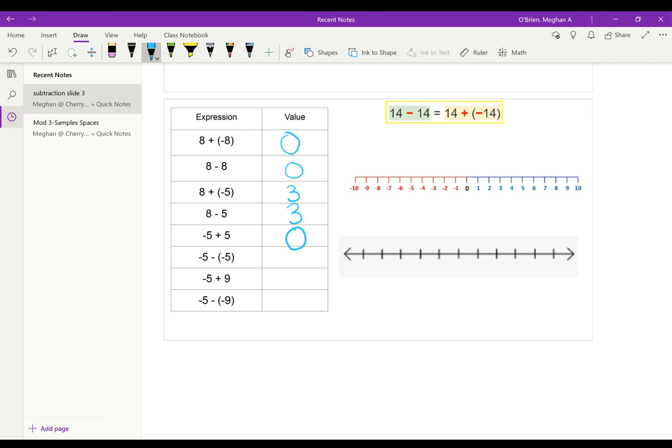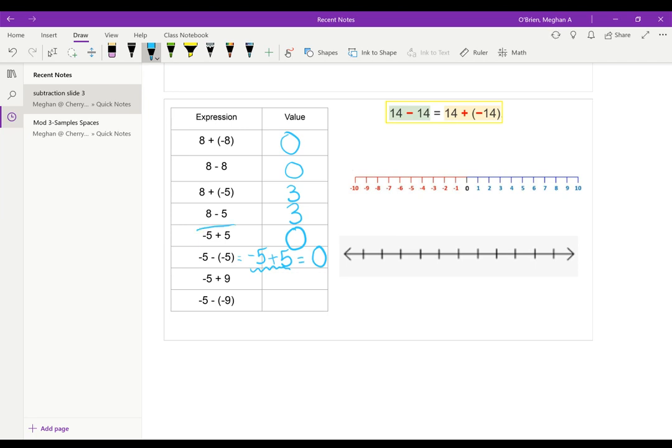What? Okay, let's try to make sense of this. If subtraction is the same as adding the opposite, then this expression is equivalent to negative 5 plus the opposite of negative 5, which is 5. Interesting. And if those two expressions are equivalent, then I know that this one from last week, and connecting it to adding, the value is 0.